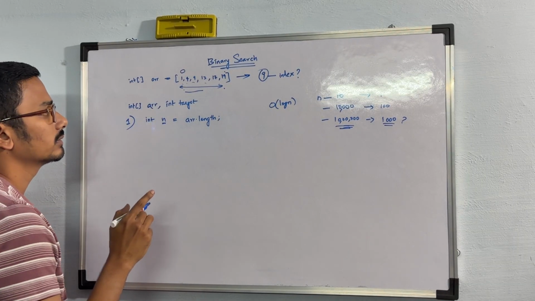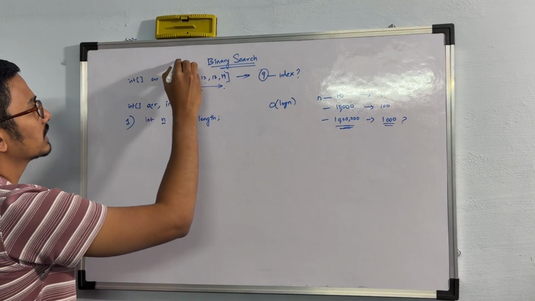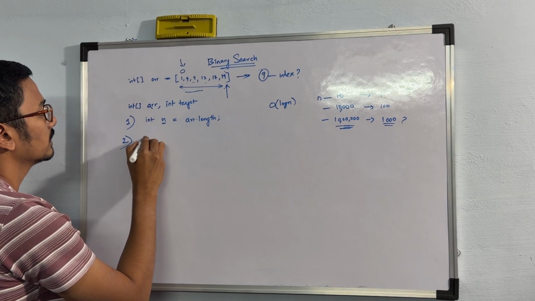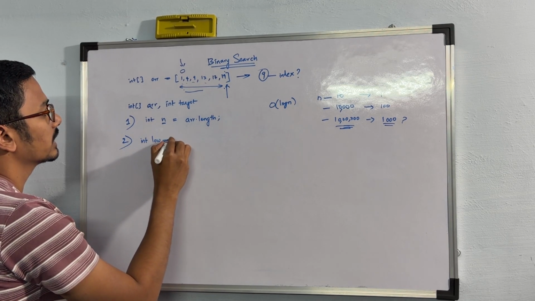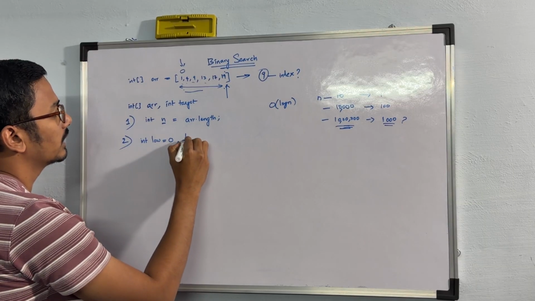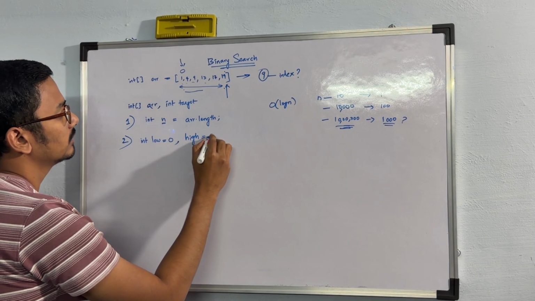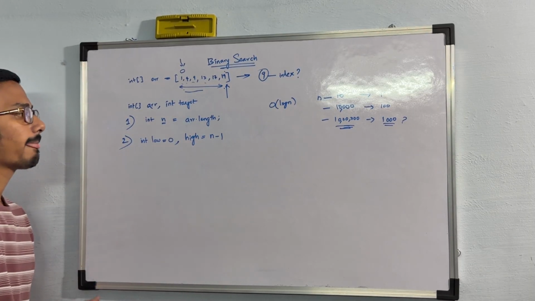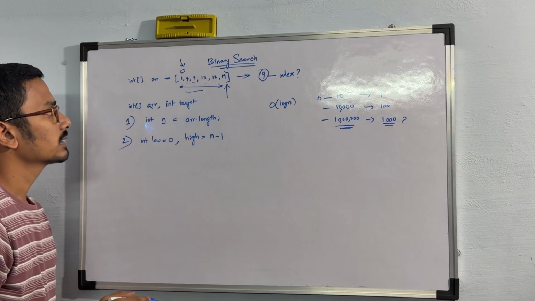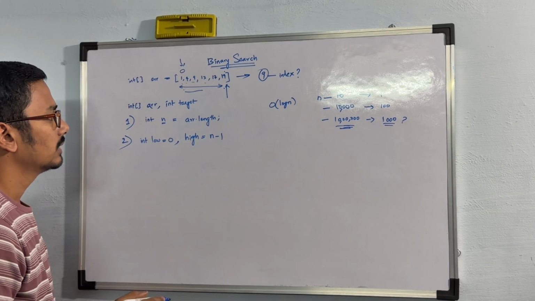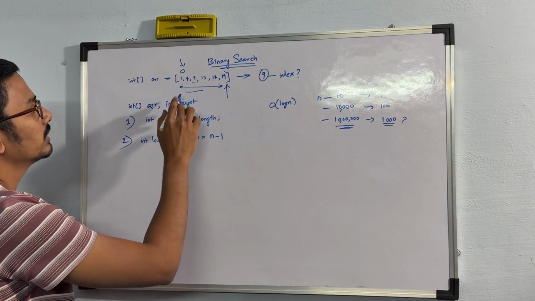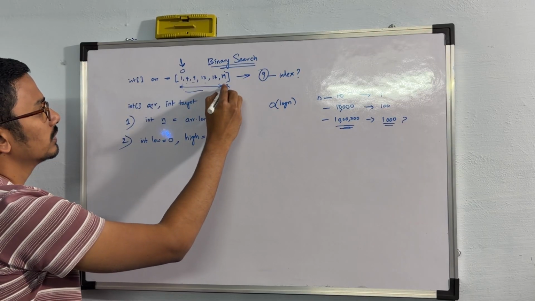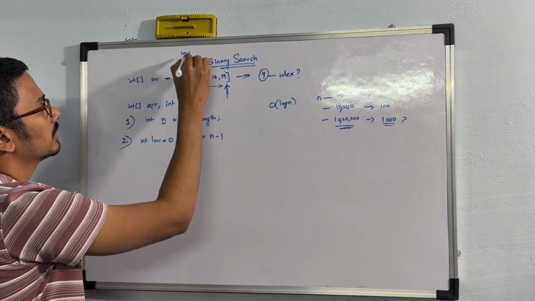I'll be determining two endpoints, one at the start and one at the end. Let us assume int low, the lowest index, will be 0, and high equal to n minus 1. High will be the largest index in that array. So I'll be setting particular limits: initially fixing these two points, low here and high here.